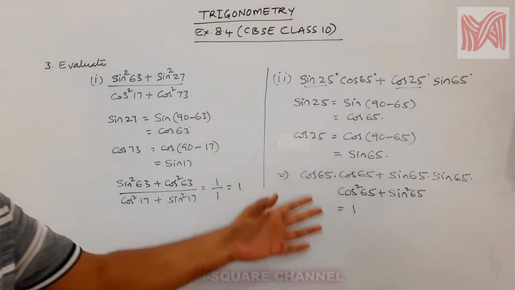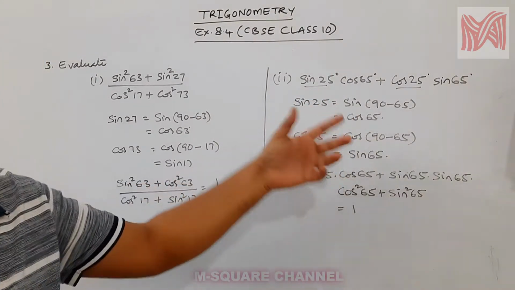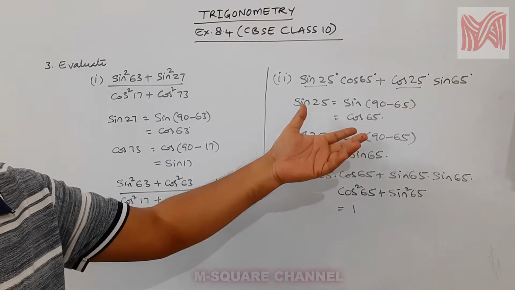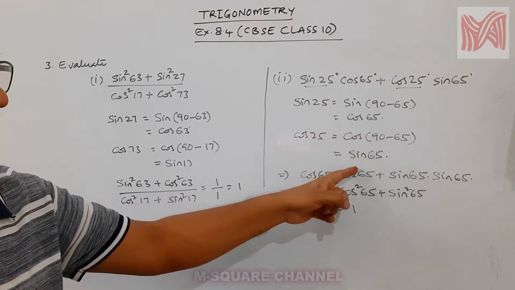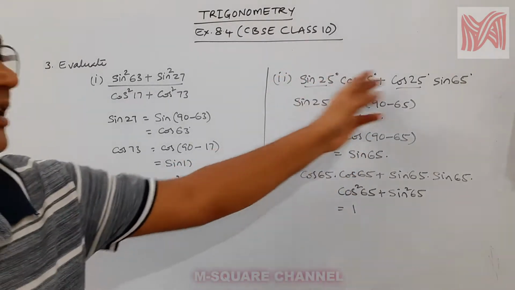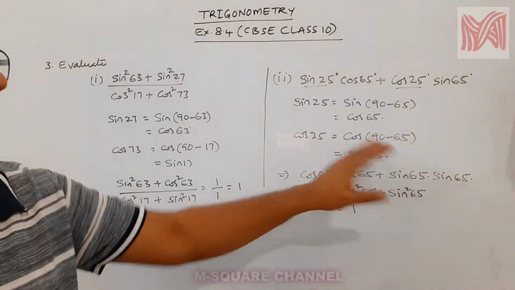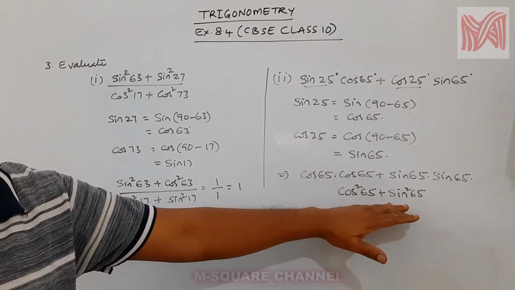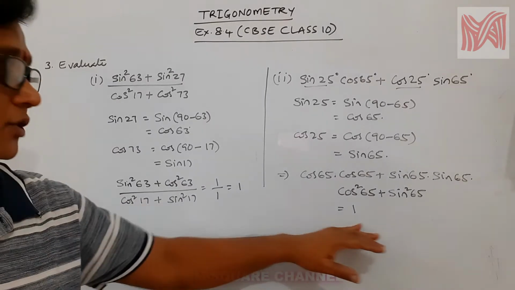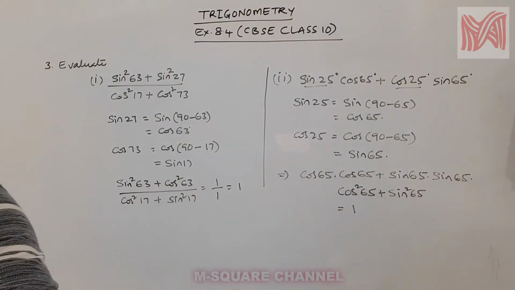That's why we are using here angles, and that is using trigonometric ratios and complementary angles. Here we are changing, we are substituting these values in this case. Then after that we are getting identities. So identity formula, so we get these answers.